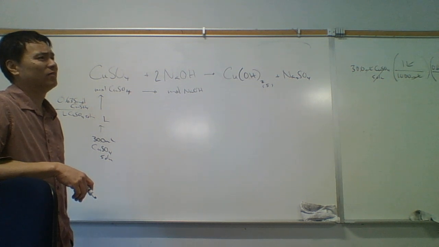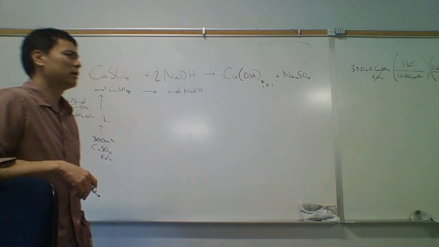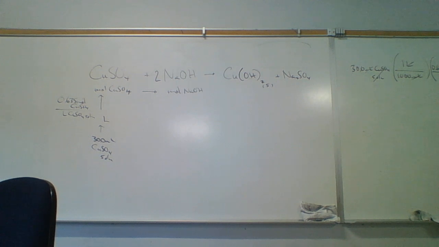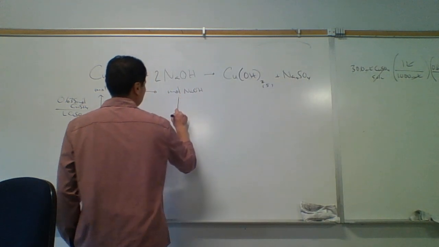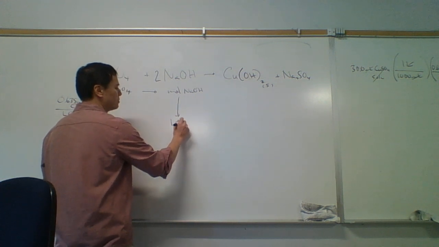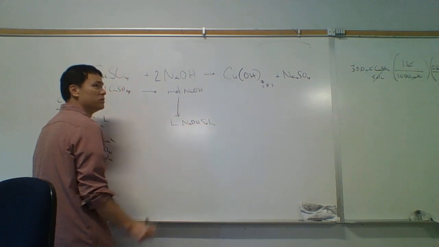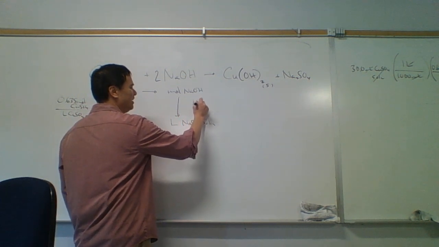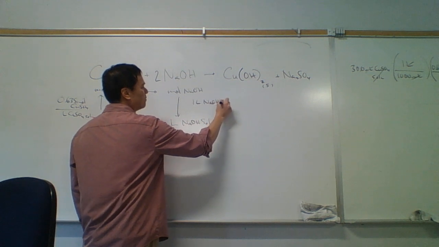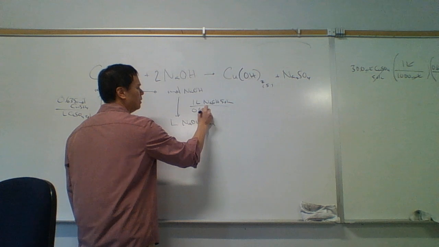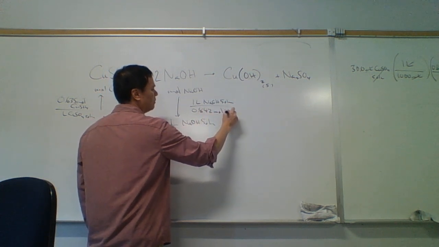And then we have the molarity of the sodium hydroxide. Molarities let us go from liters to moles, or moles to liters. So we're going to use the molarity to go from moles of pure sodium hydroxide to liters of sodium hydroxide solution. The molarity says for every liter of sodium hydroxide solution, it's going to contain 0.842 moles of pure sodium hydroxide.